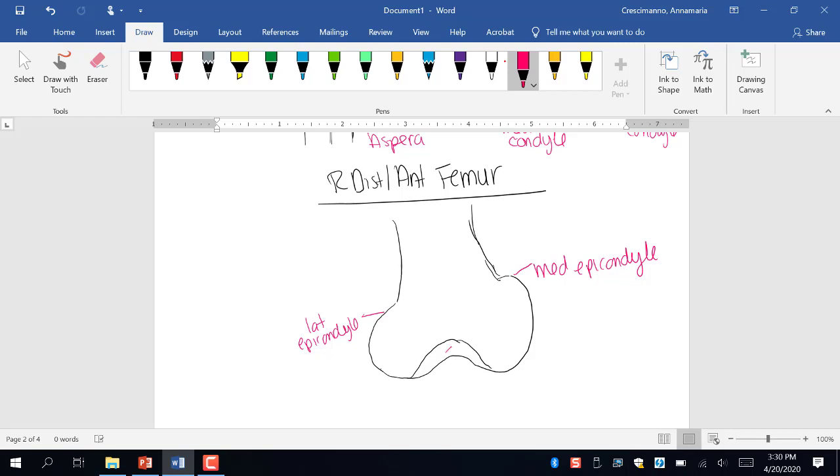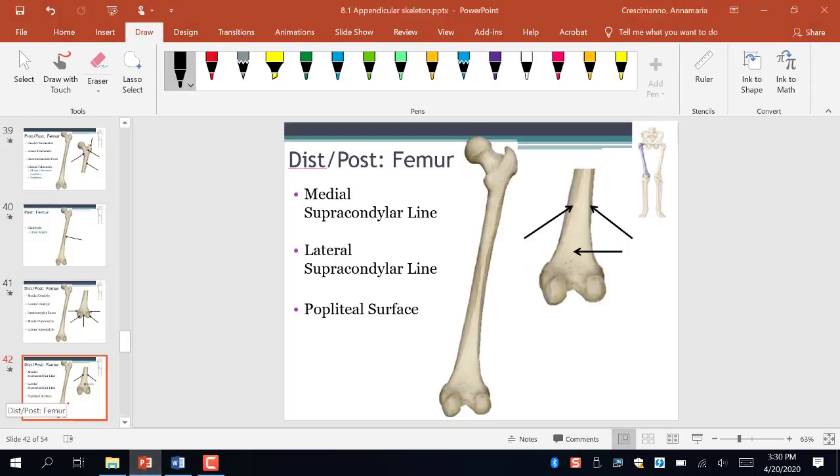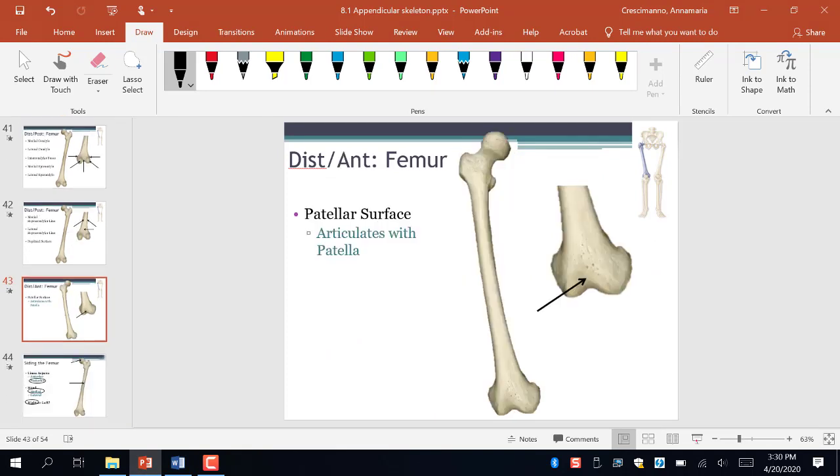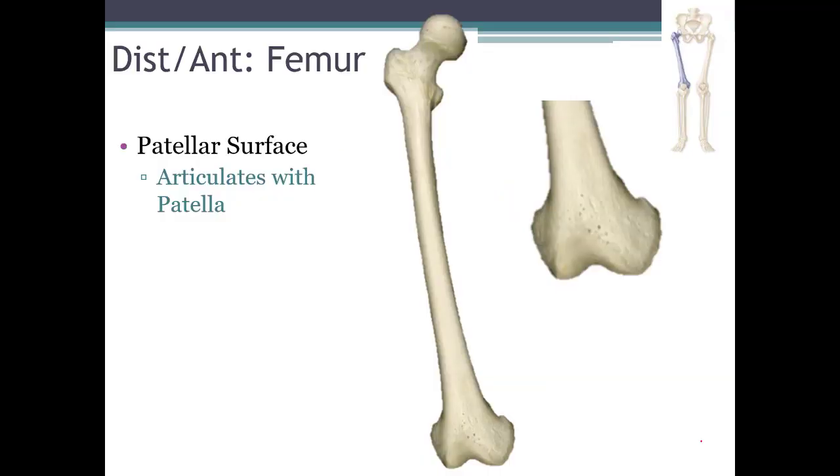Here, this surface, instead of being the popliteal surface, since we're in the front, it will become the patellar surface, because this is where the patella, the kneecap, articulates with the femur. So that is our patellar surface. And that's the last bit of the femur that we're going to cover before we side it. So if we head back to our PowerPoint here and take a look at that. So anteriorly, the only major feature we're going to see is that patellar surface.